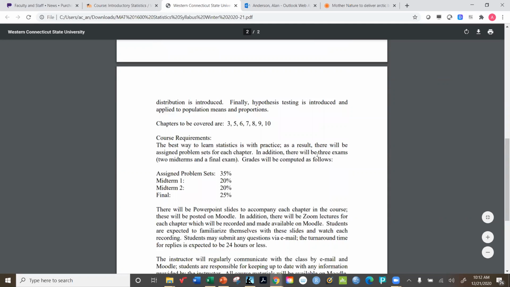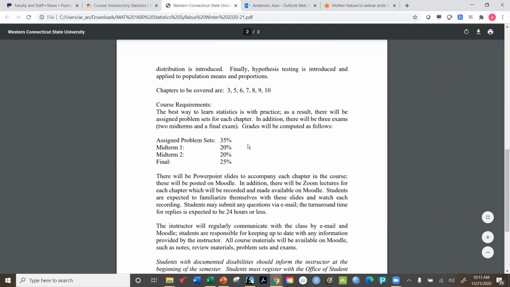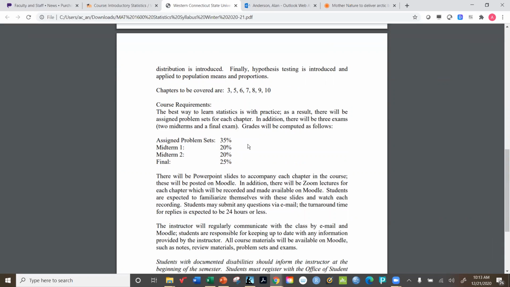So anyway, these are the chapters we'll be covering: three, not four, but 3, 5, 6, 7, 8, 9, 10. And so these are the grading schemes. The problem sets will be worth about a third of the grade. There'll be 2 tests and a final. Yeah, I know it's a lot for 4 weeks, but it has to be done. And so that's where we're heading.